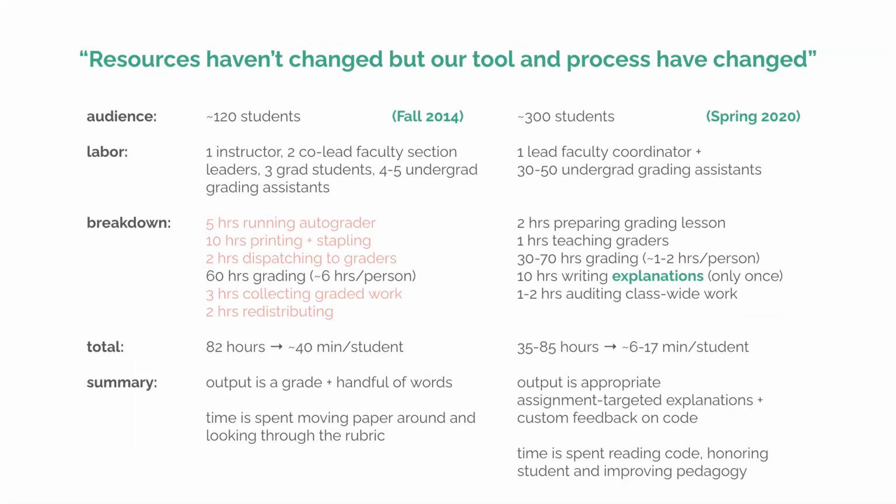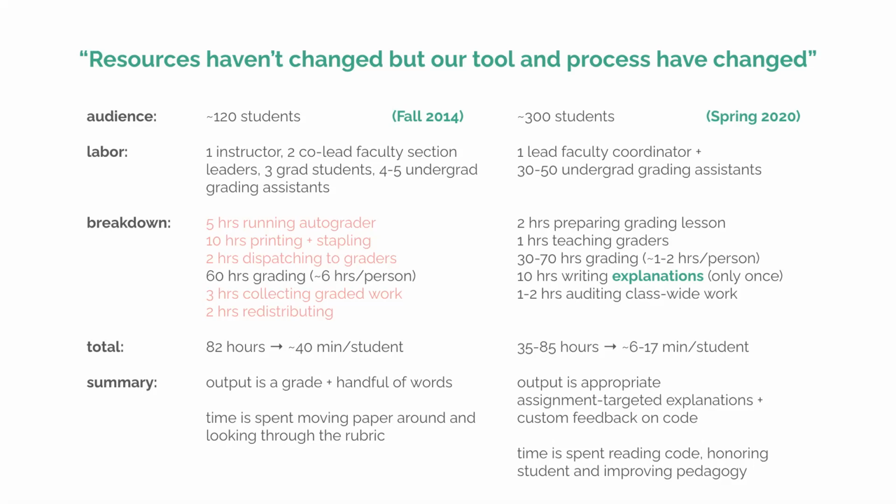So of course, in fall 2014, I was teaching a CS2 class, and in spring 2020, I was teaching a CS1 class. But that is a very small difference. This is really about the numbers, about how we used our time. And so to recap, in fall 2014, we had 120 students. The labor was 1 instructor, 2 co-lead faculty, section leaders, 3 grad students, 4 to 5 undergrad grading assistants, and a partridge and a pear tree.